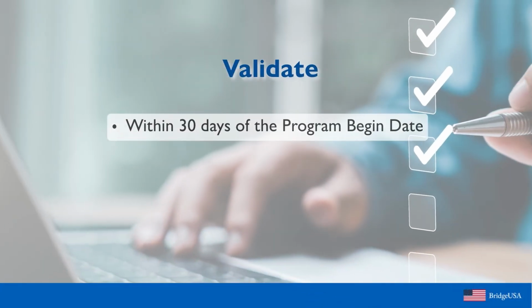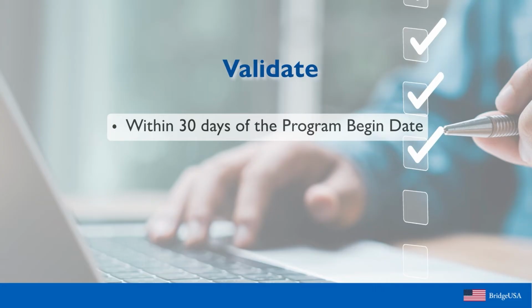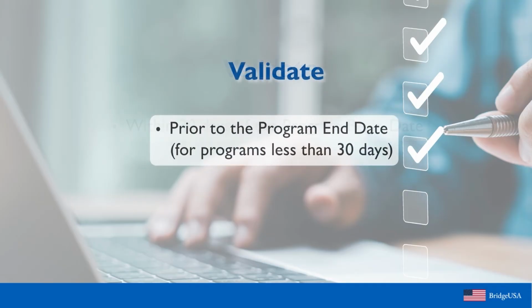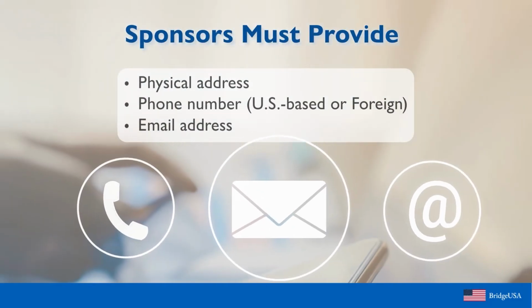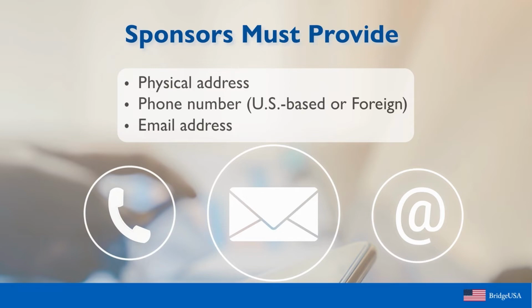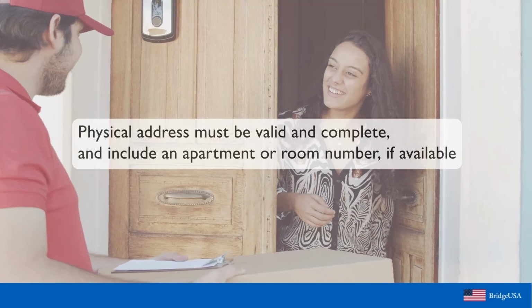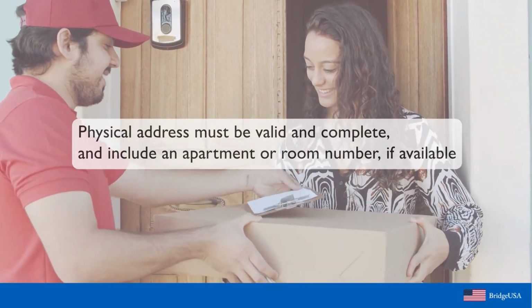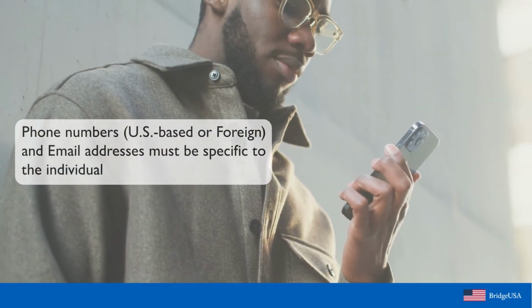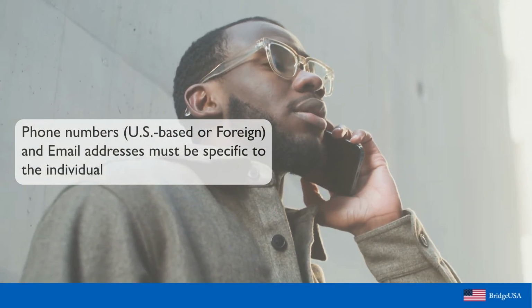When an exchange visitor starts their program, they must be validated within 30 days of the program begin date. If the exchange visitor's program is less than 30 days, the exchange visitor must be validated prior to the program end date. When validating an exchange visitor's record, you must provide a physical address, phone number, and email address. The physical address must be valid and complete, including any room or apartment numbers. Phone numbers and email addresses must be specific to the individual.